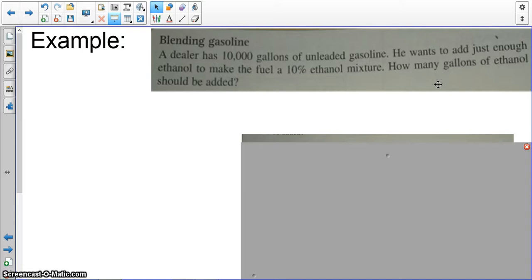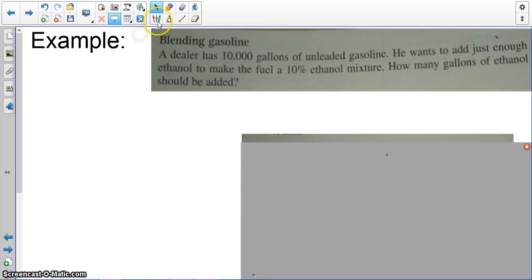Here, you guys can read this, but basically you want to obtain a 10% mixture. How these often work is that you've got a bunch of stuff that is going to add up. The number of gallons will add up. The amount of actual ethanol within the liquid will add up. So usually a couple of different things are adding up.